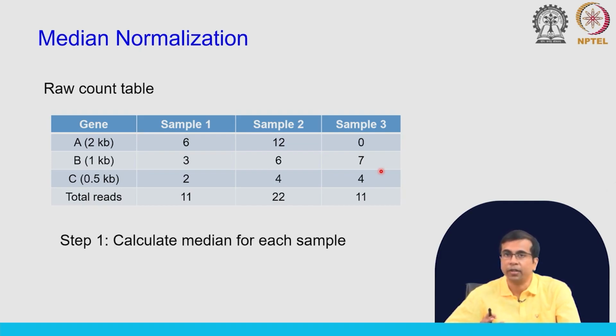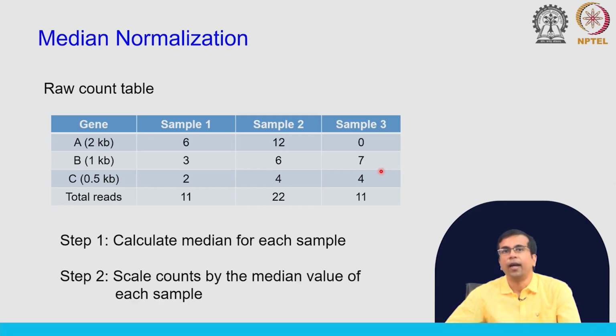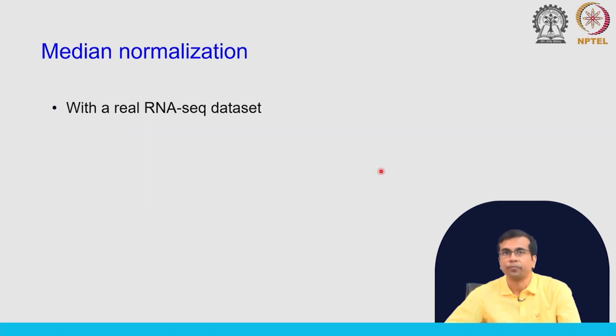Step 1: we calculate the median for each sample and then scale the counts by the median value of each sample. At the end, the median value for each sample will be the same. Before normalization they are not the same, but after normalization they would be. Now I will show the results from a real RNA-seq data set with 6,000 or 7,000 genes, and we can then do the median normalization.